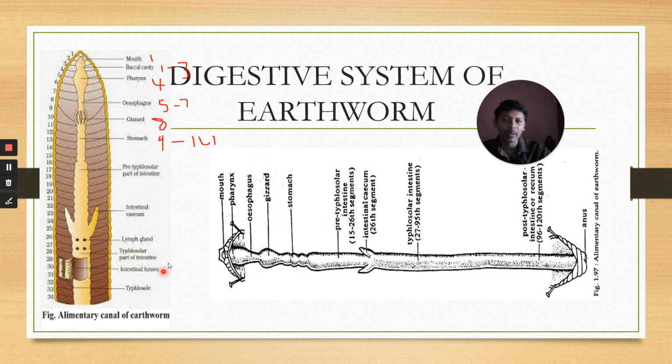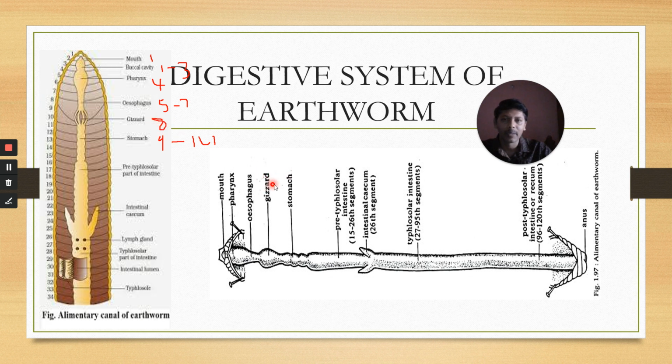Intestine is divided into three regions here. Okay, look at this diagram. This is the mouth. Mouth leads into buccal cavity or buccal chamber, which is present from first segment to third segment. Next one, pharynx. Pharynx is present in the fourth segment. Esophagus is from fifth segment to seventh segment. Gizzard. Okay, gizzard is in the eighth segment.